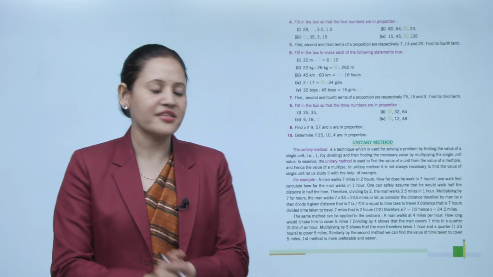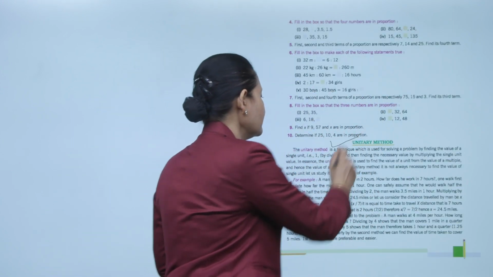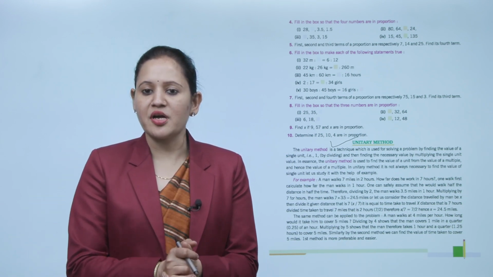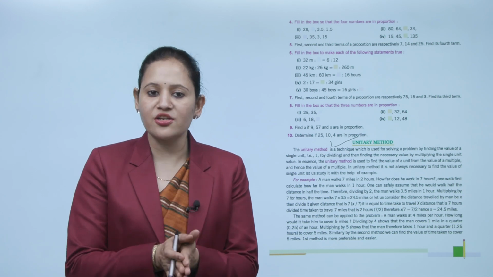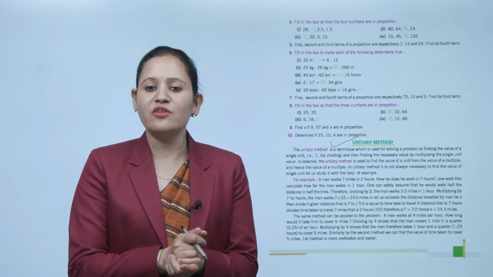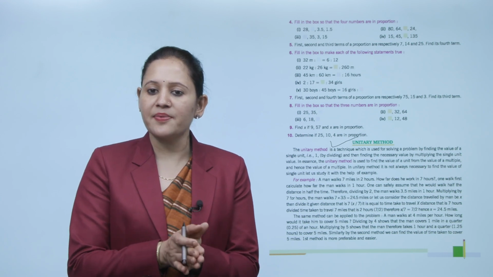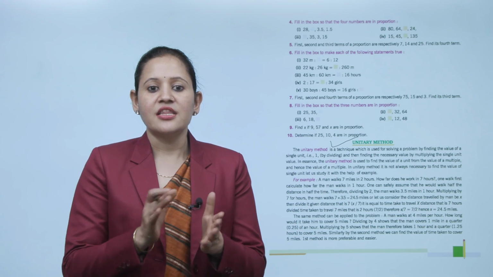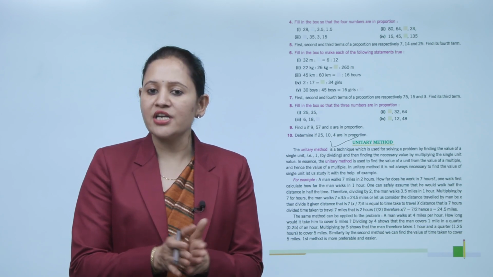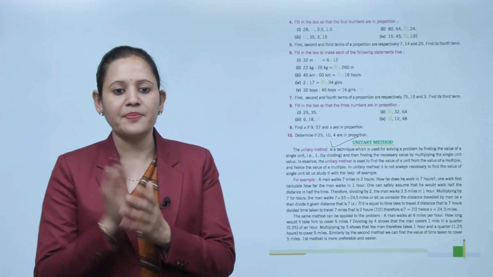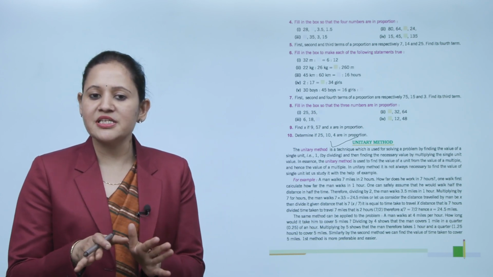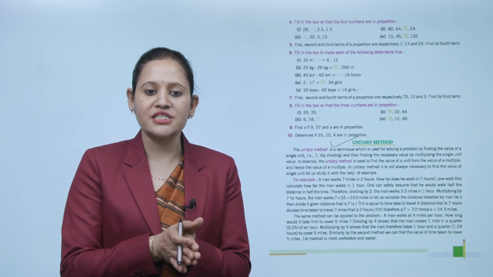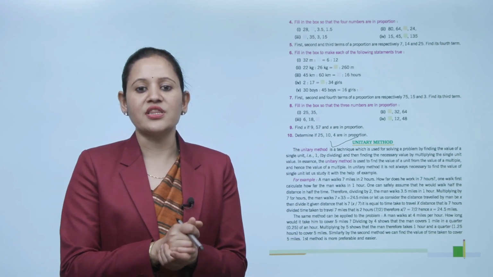Next, unitary method. The unitary method is a technique which is used for solving a problem by finding the value of the single unit by dividing and then finding the necessary value by multiplying the single unit value. In essence, the unitary method is used to find the value of the unit from the value of multiple, and hence the value of the multiple. In unitary method, it is not always necessary to find the value of the single unit. Let us study it with the help of an example.